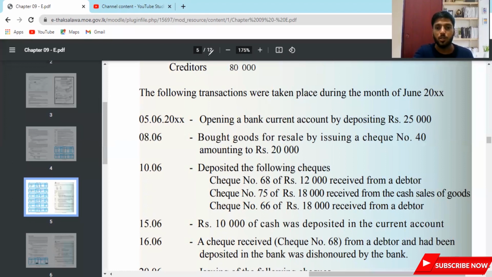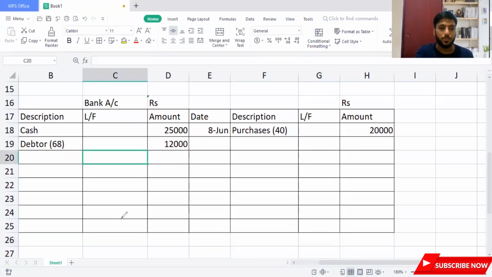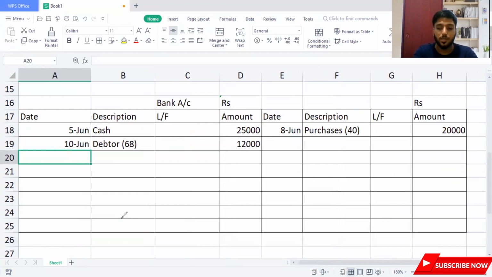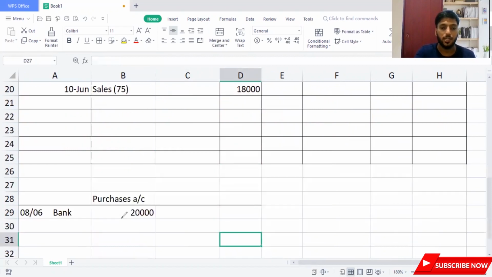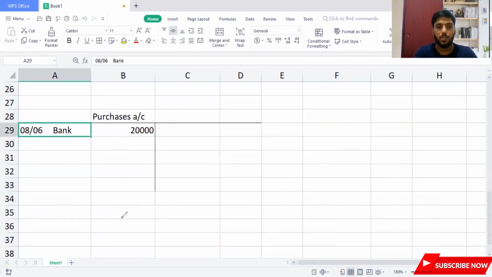So I'm going to move on to the point. Number 75, you are receiving a check on sales. So the same date, and I'm writing sales and 75. Open up a different account. What is the amount we got? 18,000. It's a deposit, so it's on the debit side. So I'll open up a sales account. The sales account is an income account.